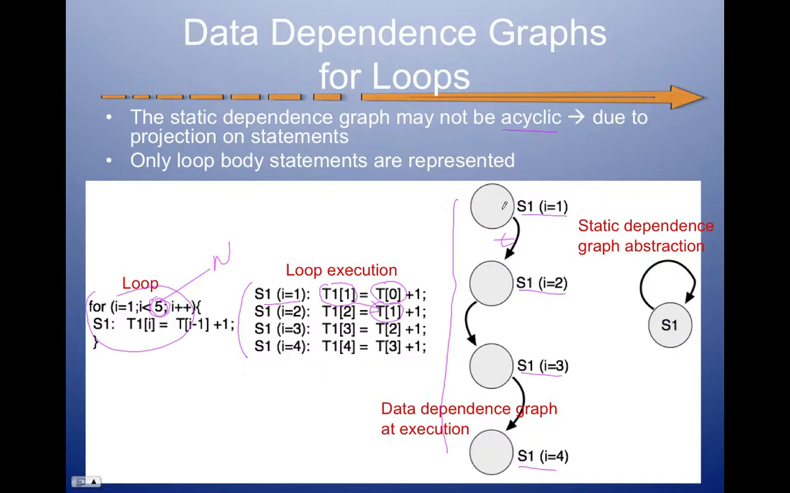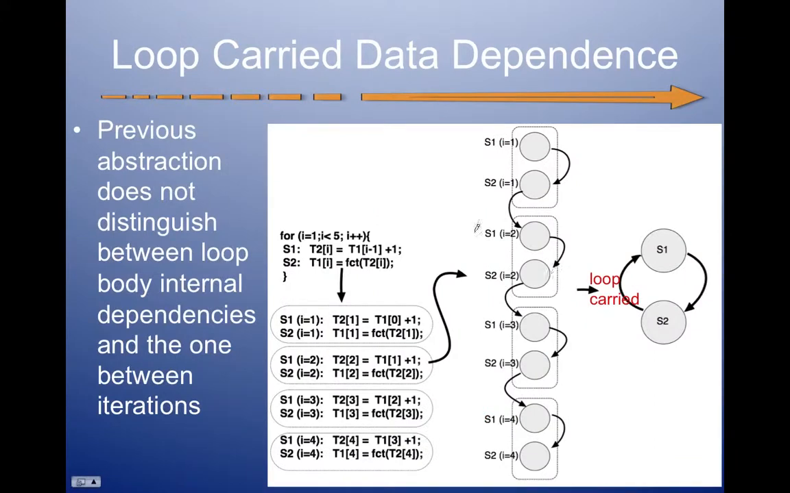So what we do is a projection on one node per statement of all the data dependencies. So all these nodes are represented by only one, the statement S1. And for every data dependency that can happen, I put an edge between the corresponding statements of this dependency. So in that case, as you see, we can end up with a cycle. One issue with this is that I'm not distinguishing between loop internal dependencies and the ones between iterations.